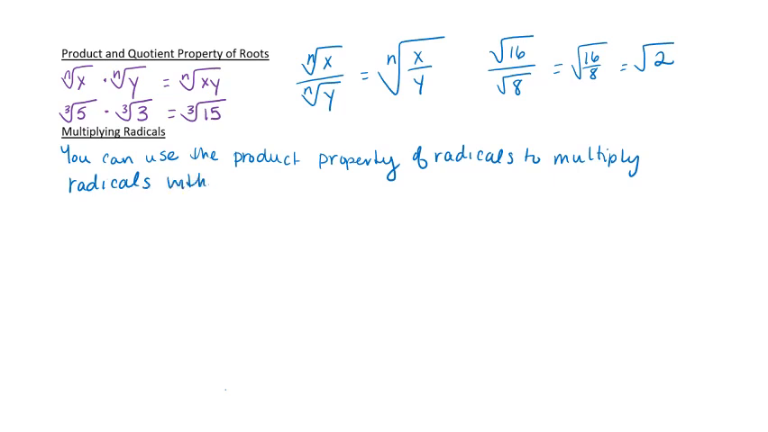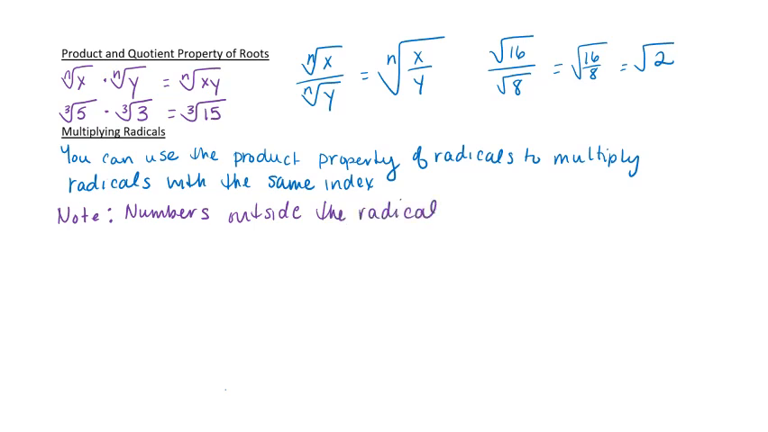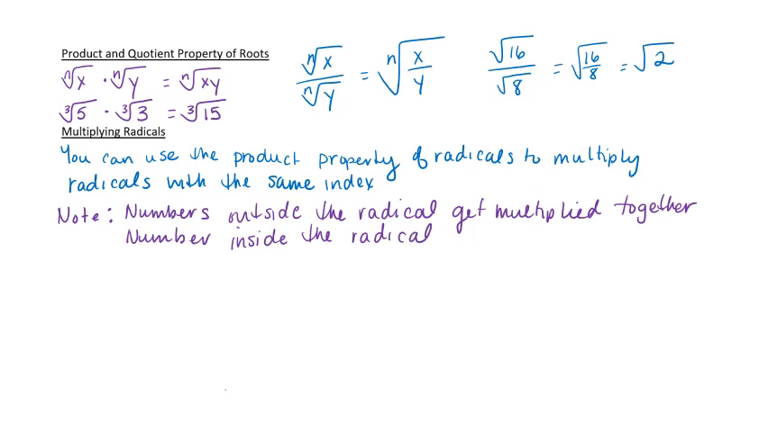The same index. One thing I want you to note, and let's write this down. So let's write note. Numbers outside the radical, so the coefficients, get multiplied together. All right, so the coefficients and the numbers or expressions inside the radical, so the radicands, get multiplied together. So you wouldn't multiply something inside a radical times something outside a radical.